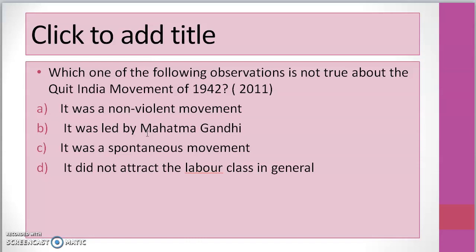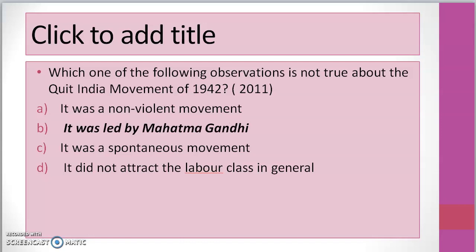Now, if you guys remember reading about this Quit India movement, you would recall that on 8th of August 1942, Gandhiji gave his famous do and die call. Okay, and the very next morning of 9th August, all the top leaders of Indian National Congress were arrested and taken to unknown destination. So whatever movement happened, it was very, very spontaneous in nature. It was a leaderless movement, and therefore it would be wrong to say that it was led by Mahatma Gandhi. So in this context, the answer would be B, that is, it is not true that it was led by Mahatma Gandhi. Okay.